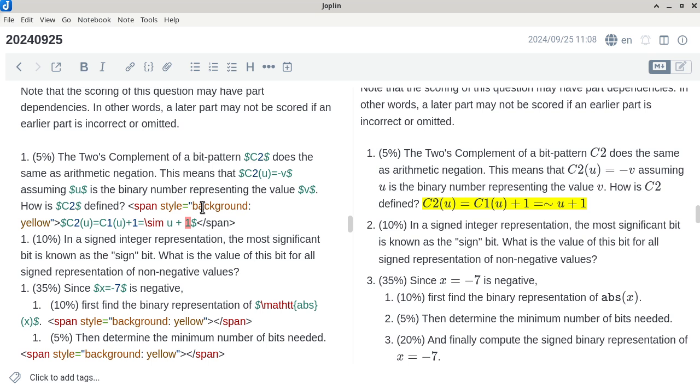This is actually in the notes. As I said, this is one of the definitions already given to you in the signed versus unsigned module. So the next one is, for 10%, I'm asking, in a signed integer representation, the most significant bit is known as the sign bit. What is the value of this bit for all signed representations of non-negative values?